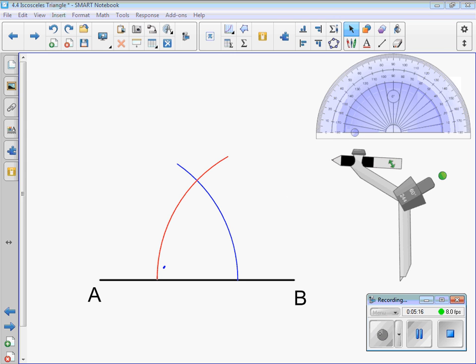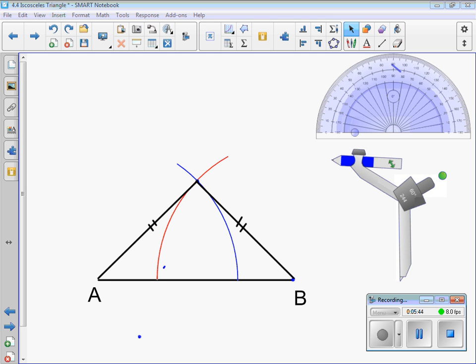So now what I know is from point B, where my compass was at, to where these two intersect is exactly the same distance because I kept my compass the same width as from A to that point. And there I have an isosceles triangle. So I know that these two segments here are congruent to each other. I don't know anything about the bottom side, which we call the base.